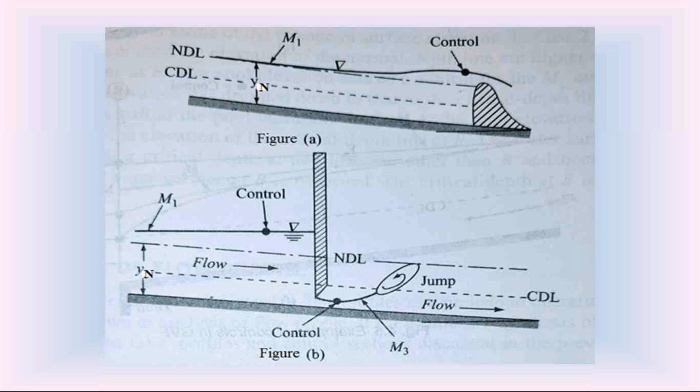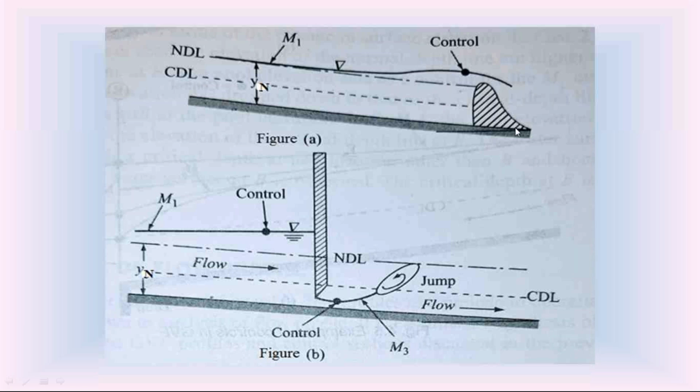Then find out the total energy line slope at section 2. Use the Chezy equation, V is equal to C root R into SF, to find out the total energy line slope at section 2.